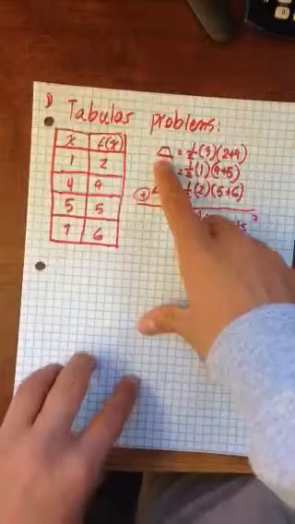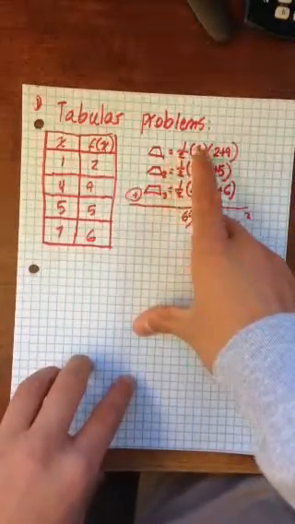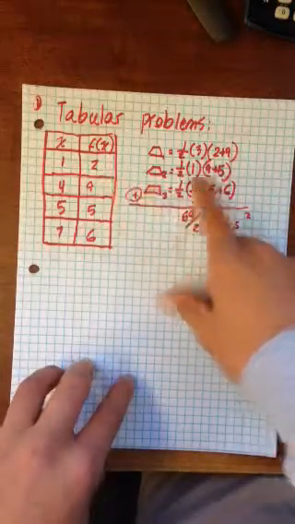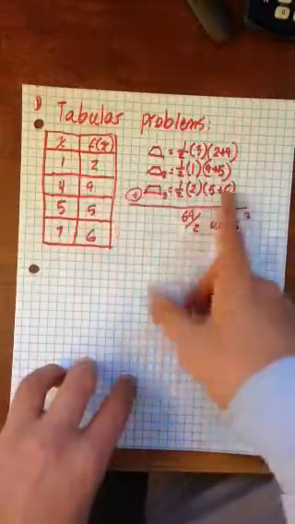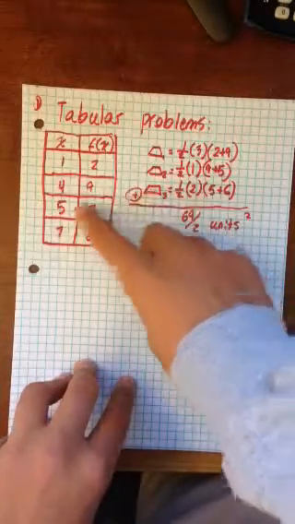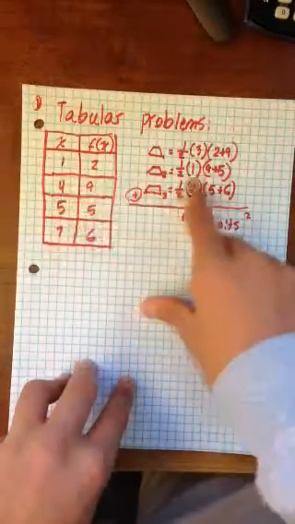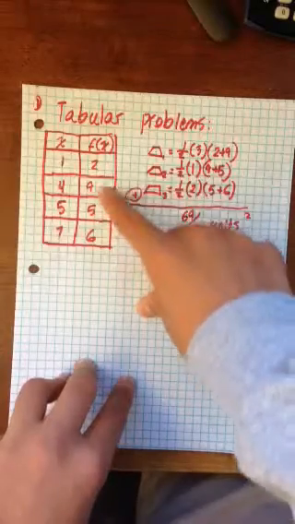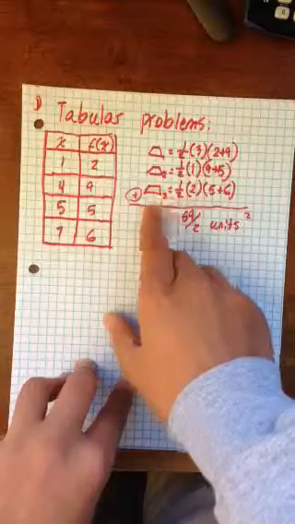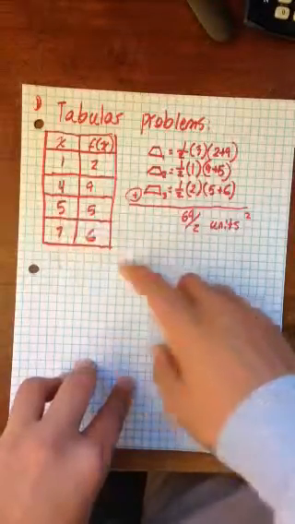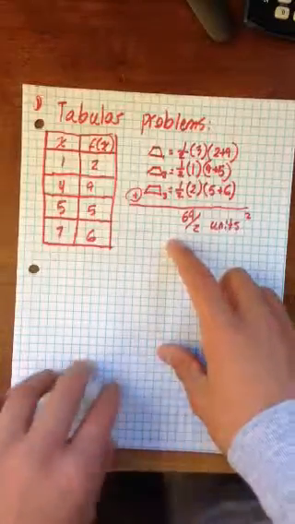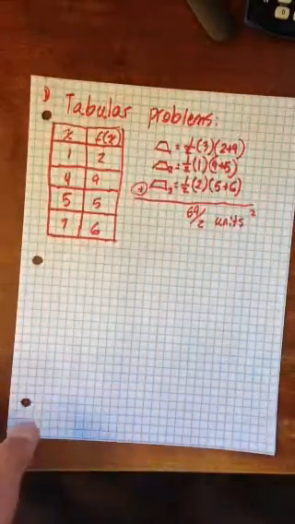So trapezoid 1 is going to be 1/2 times delta x, which is 4 minus 1, that's 3, times base 1, 2, plus base 2, which is 9. Then 1/2 times 1, because 5 minus 4 is 1, times 9 plus 5, which are the two bases, that's trapezoid 2. Trapezoid 3 is going to be 1/2 times 7 minus 5, which is 2, times base 1, 5, plus base 2, 6. You add those up, you're going to get 69 over 2 units squared.